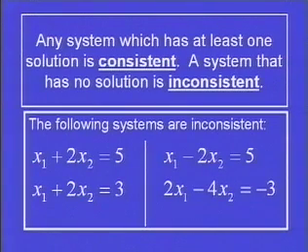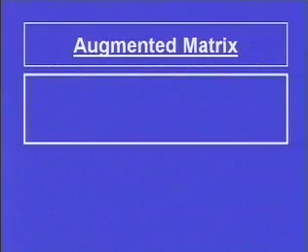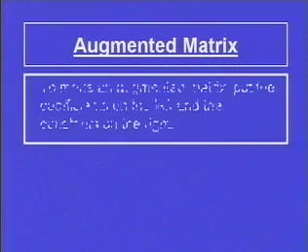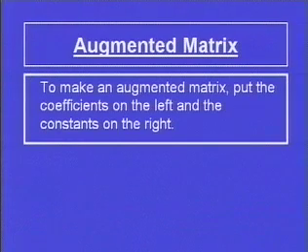Sometimes inconsistent systems are easy to recognize. Other times it requires a little more work. These were pretty easy to recognize. We also need to know how to form an augmented matrix. To make an augmented matrix, put the coefficients on the left and the constants on the right. So as you look at your system, find the coefficients, put those on the left of the matrix. Sometimes you want to draw a line between the coefficients and the constants, and then put the constants on the right.